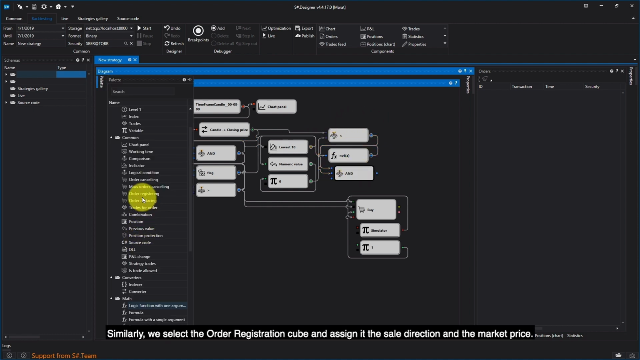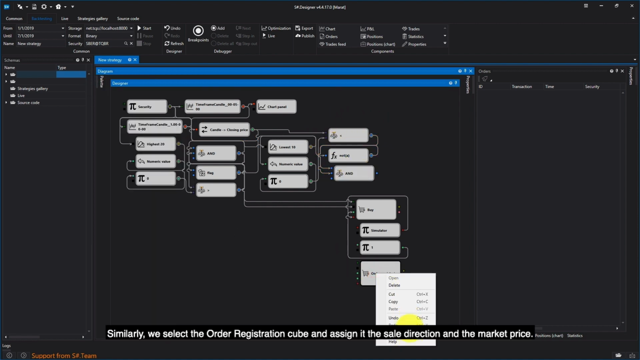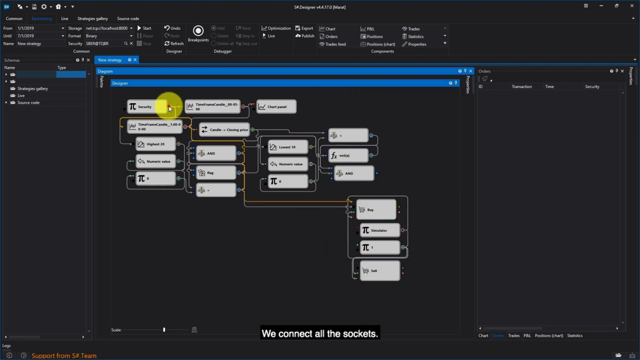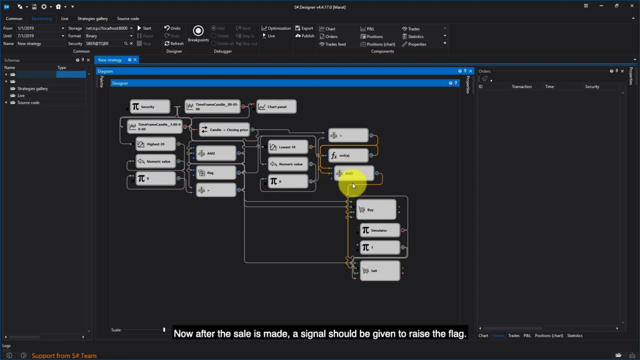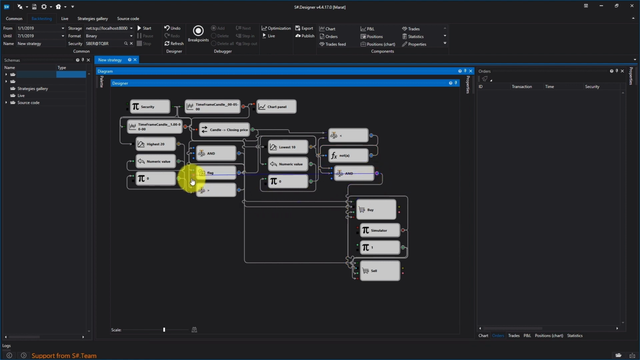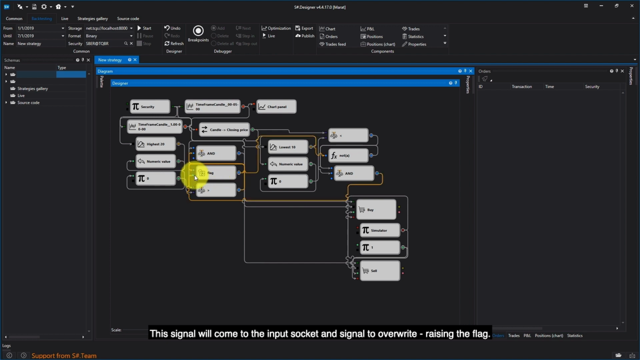Similarly, we select the order registration cube and assign it the sale direction and the market price. We connect all the sockets. Now, after the sale is made, a signal should be given to raise the flag. This signal will be given from the logic cube, simultaneously with the sell signal. This signal will come to the input socket and signal to overwrite, raising the flag.